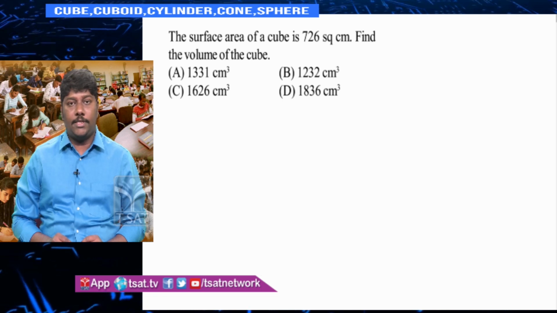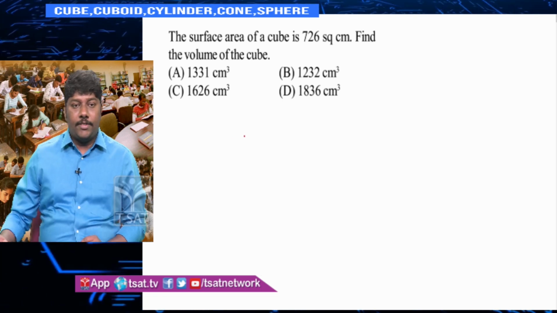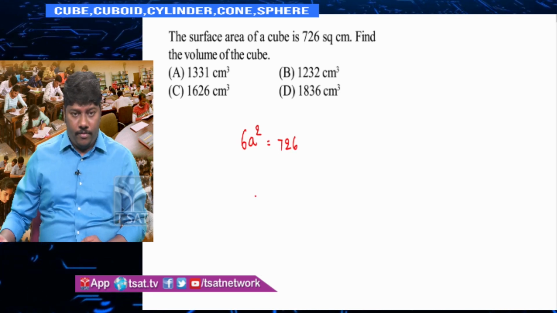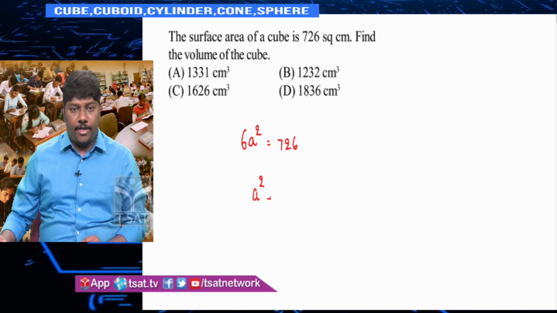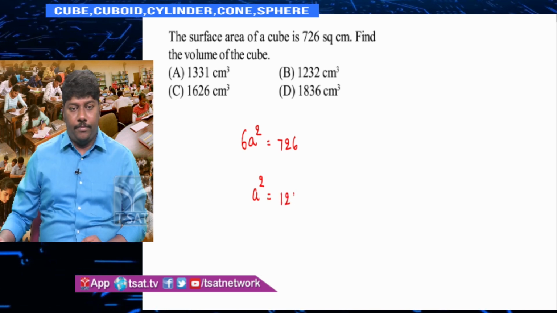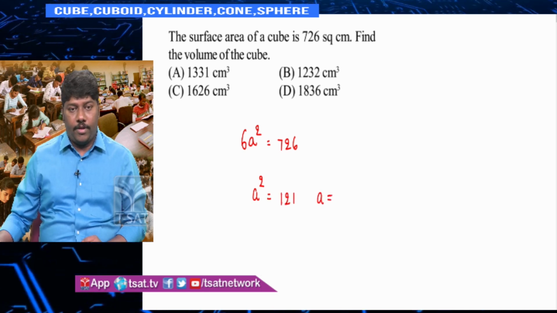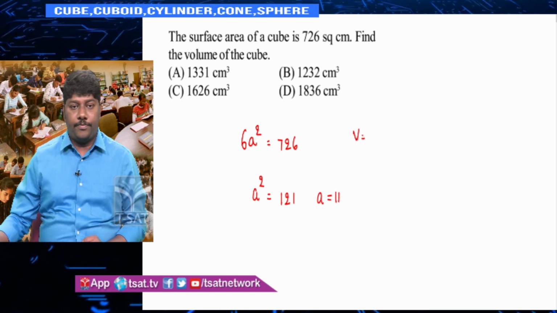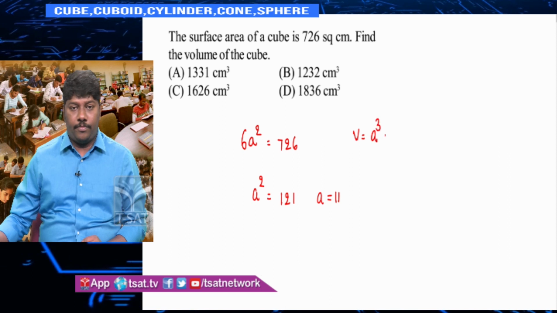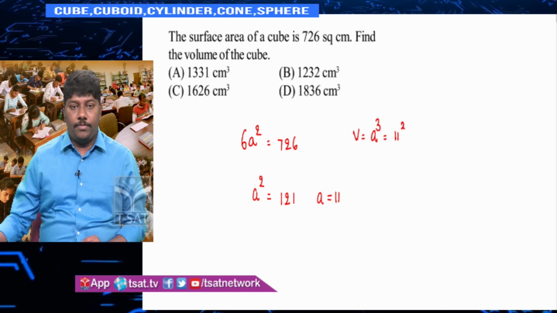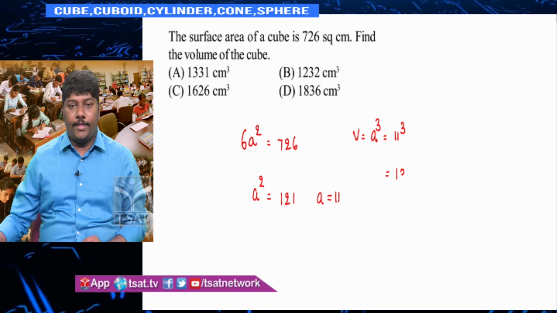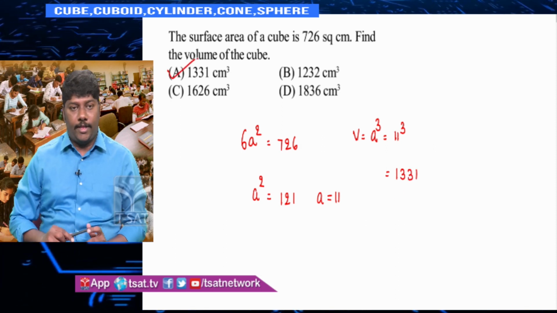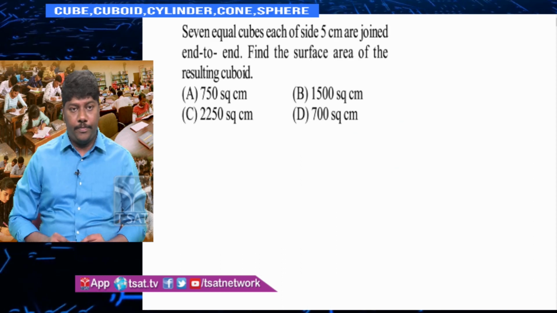So we'll take the total surface area of the cube, that is 6a square is 726. a square, if you cancel the 6, it is 121. a is equal to 11. Volume of the cube is a cube, which is 11 cube, 1331. So the answer is 1331.